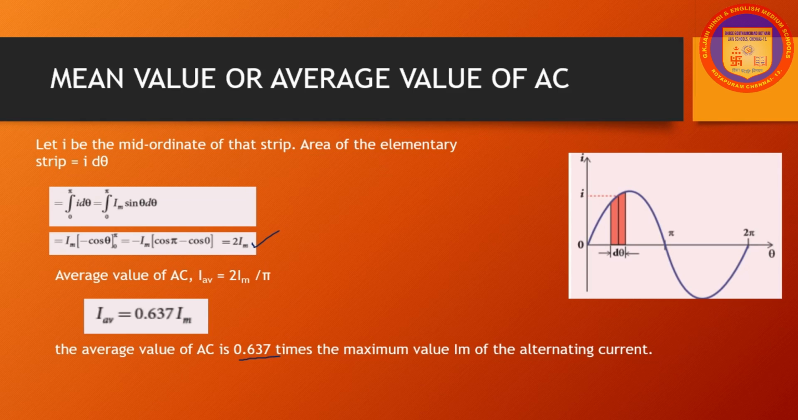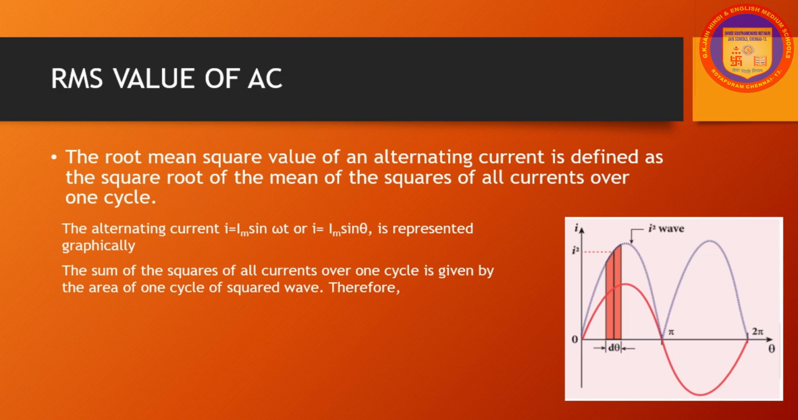Now we'll go into the next topic, which is RMS value of AC, or it is called the effective value. It is given as: the root mean square value of an alternating current is defined as the square root of the mean of the squares of all current over one cycle. It is denoted by the letter IRMS.